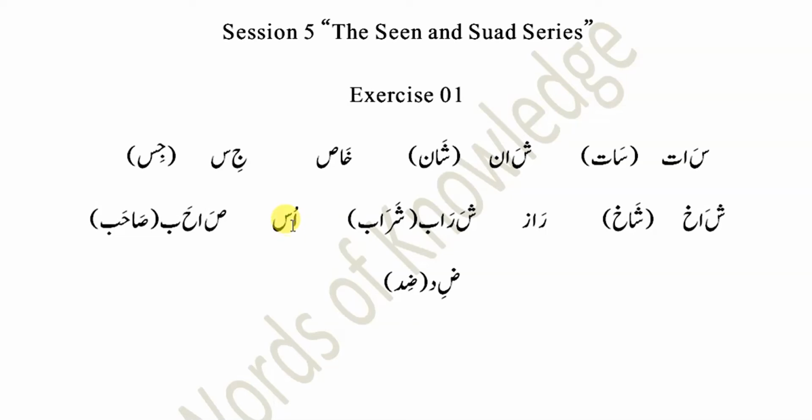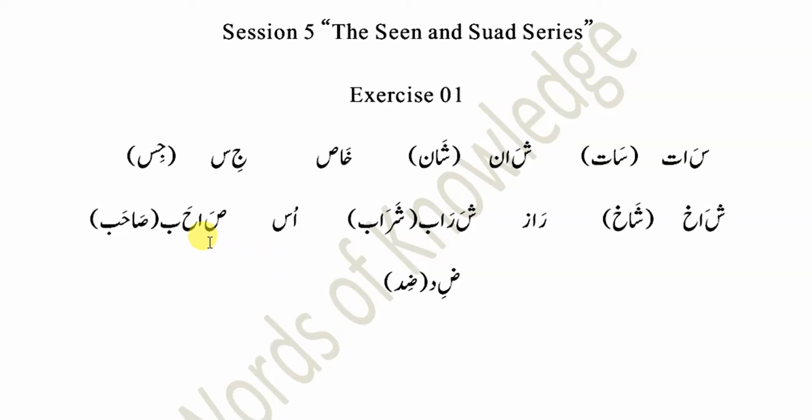Then it's Alif and Sin. Alif has a diacritical mark over it, which is called a Pesh sign, and the word is called Us, because the Pesh sign gives us the U sound. So the word is called Us.